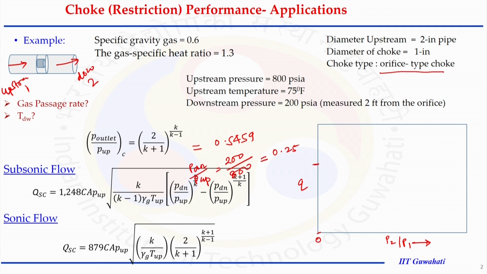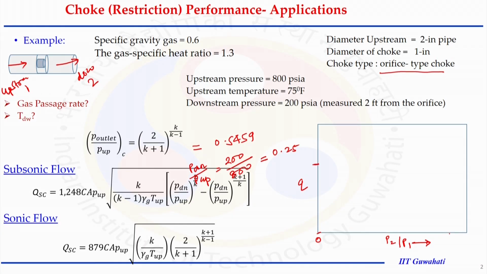That is happening here, and when the pressure ratio downstream to upstream is the same, for example, P2 by P1 is 1, we have no flow, and everything else happens in between. There is a point that we call the critical pressure ratio, and the value we got for this particular case is 0.5459.